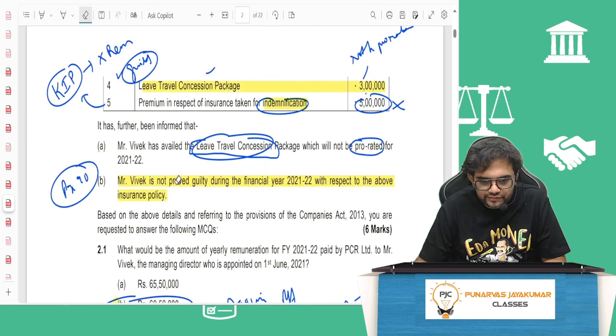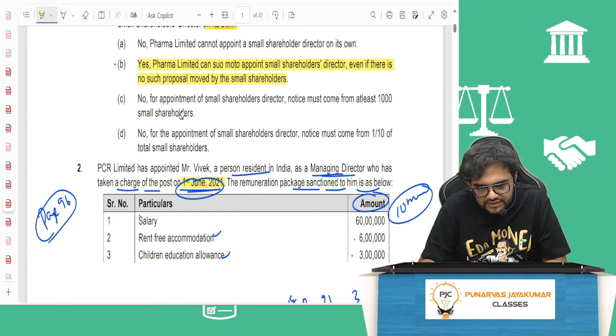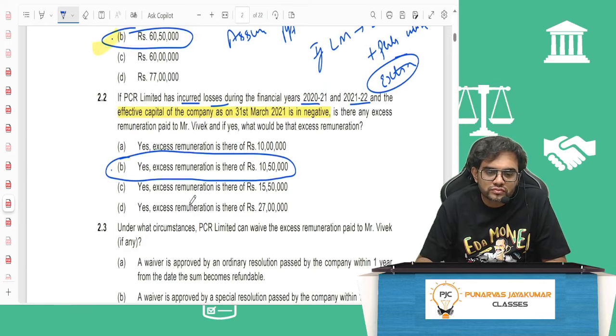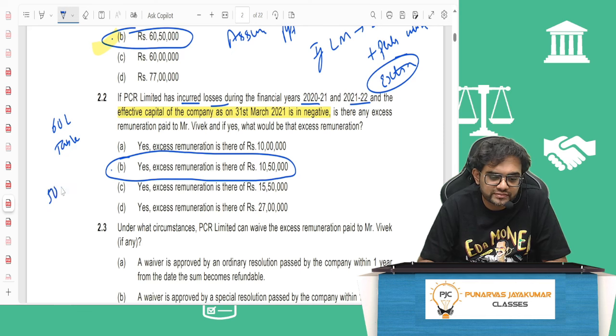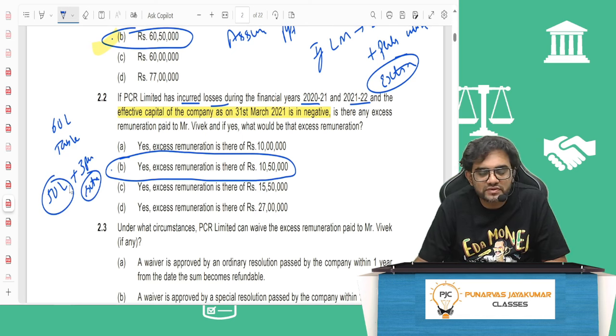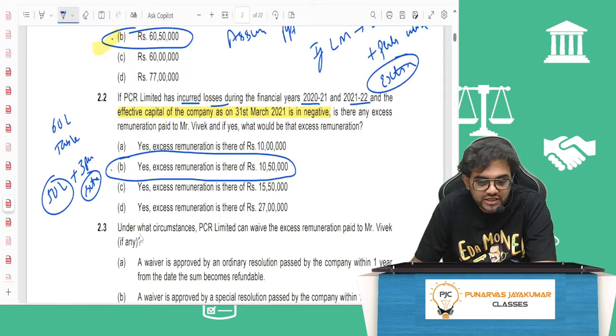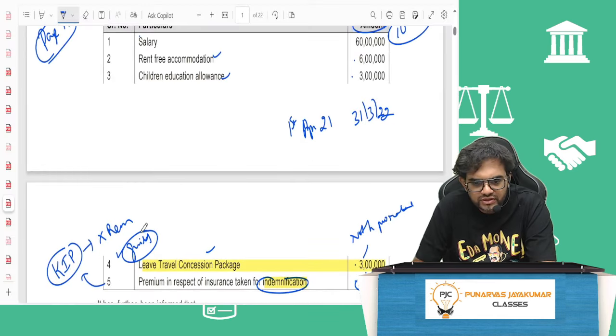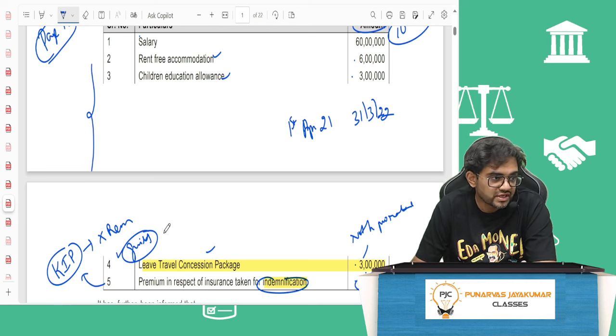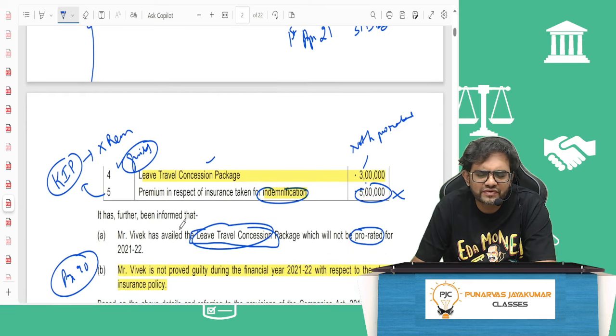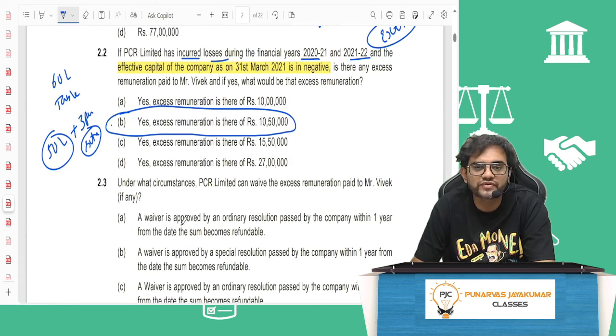So here you see, this fellow is a resident. If it's a loss making company, as they have given in question number 2, his yearly remuneration will be 60 lakh as per the table because effective capital is nil yearly. He only worked for 10 months, so 50 lakh. Plus 3 perquisites are extra. Which are those 3 perquisites? PF, all that, gratuity and leave encashment. If you see in this chart, leave encashment is not there, other things are not there, which means all these 3 things are included only. So it's correct only. So overall, how much he earned? 60 lakh 50,000. How much he should have earned? 50 lakh. What is the excess? 10 lakh 50. Perfect.